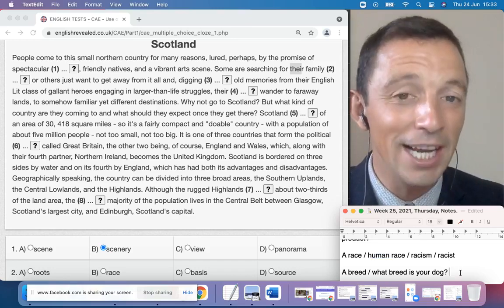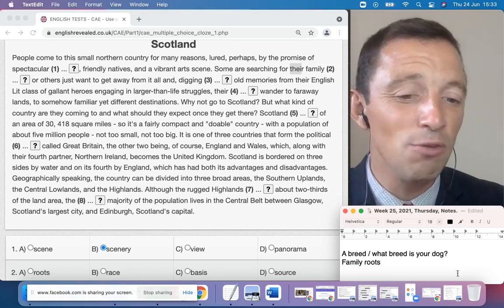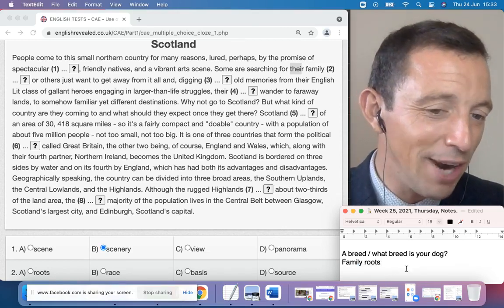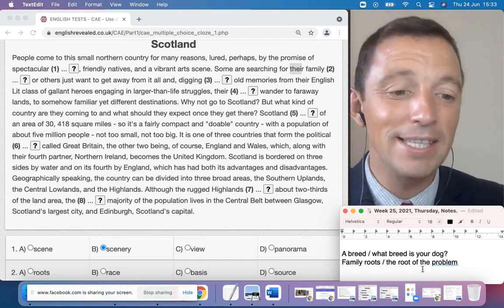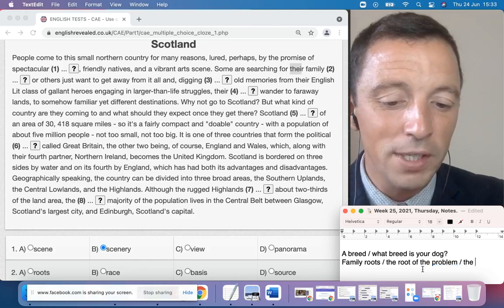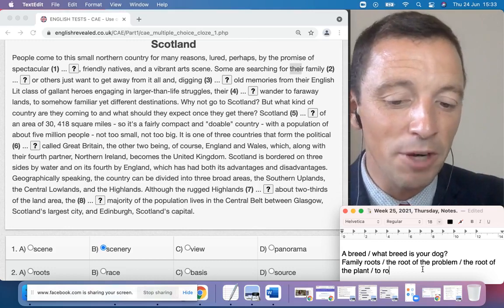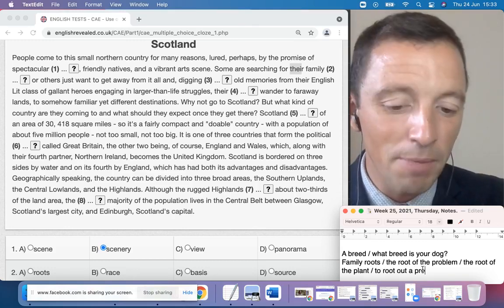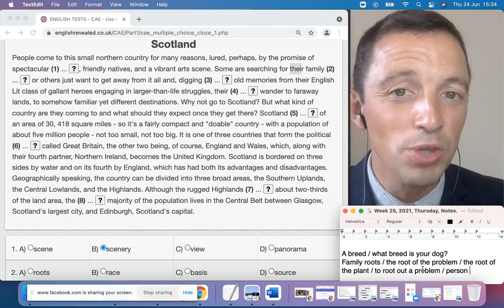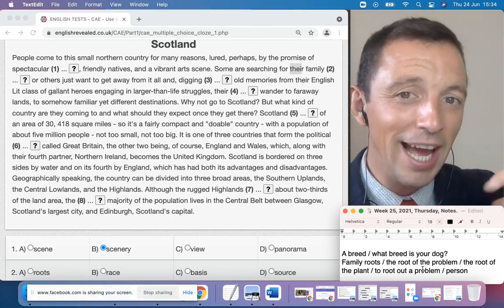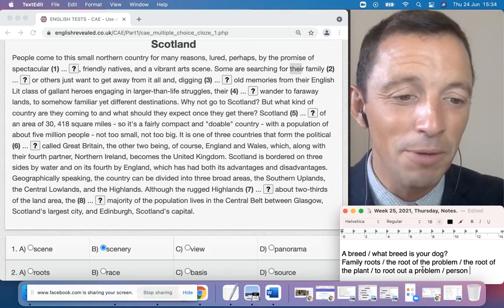The most typical connection here is your family roots. So the family roots, again, roots are like raíces, I think. For example, the root of the problem. The significance is the basis of the problem, the bottom of the problem. We say the root of the plant. That's the bottom of the plant. And we have a verb to root out a problem, or a person, which means to remove the person. So if you root out the person, you take the person completely and you remove them from the equation or the situation. So to root out a problem is very typical.